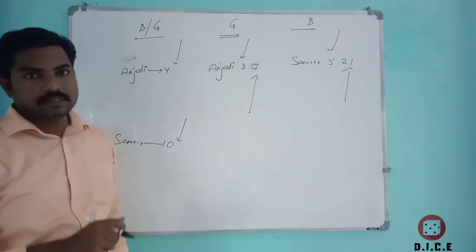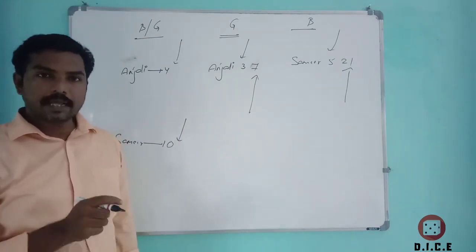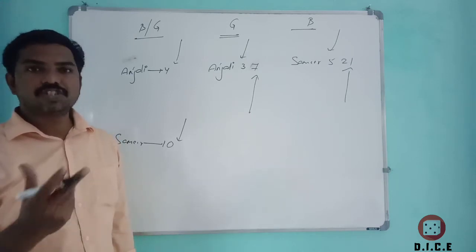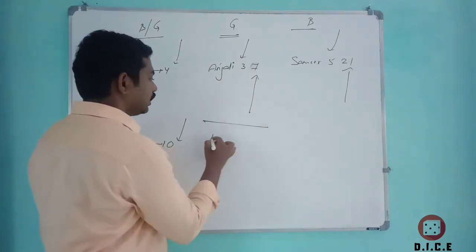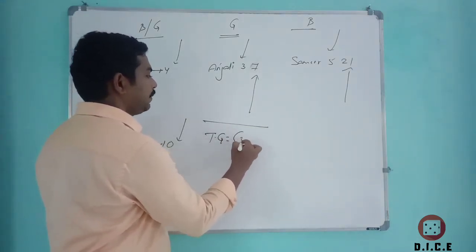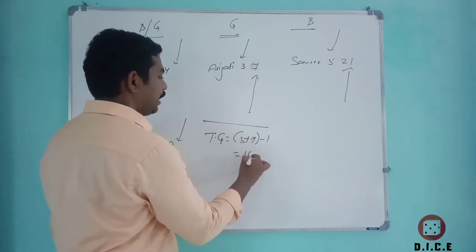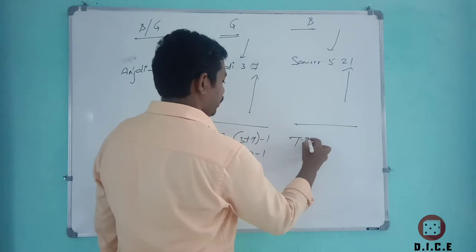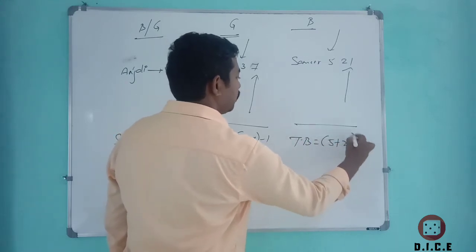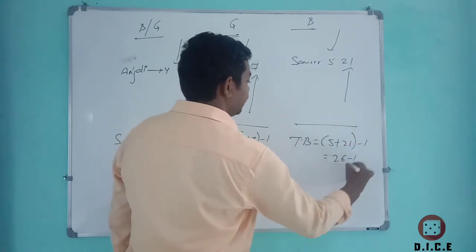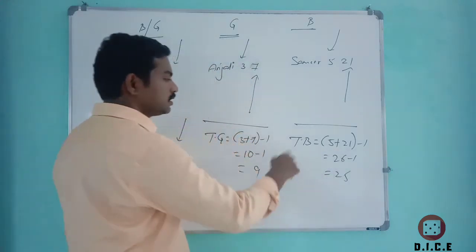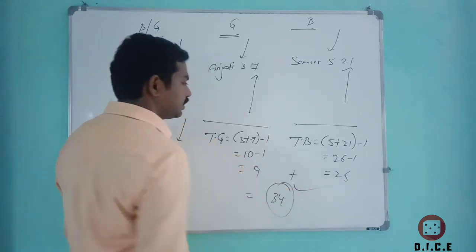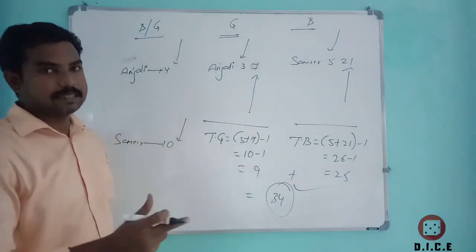So it is saying that in a class we definitely have boys and girls, and data according to boys and girls are given. If you want to know total boys and total girls, that is the total strength of the class. Total girls here: 3 plus 7 minus 1, 10 minus 1, that is 9 girls. Total boys is 5 plus 21 minus 1, that is 26 minus 1, that is 25. Therefore, 9 girls and 25 boys, that is 34 in total.